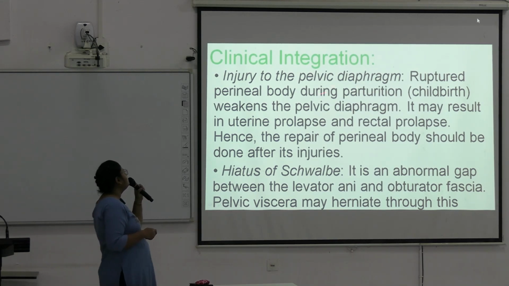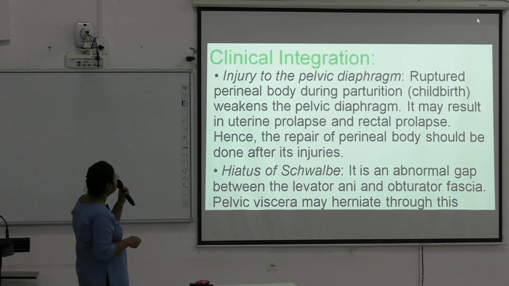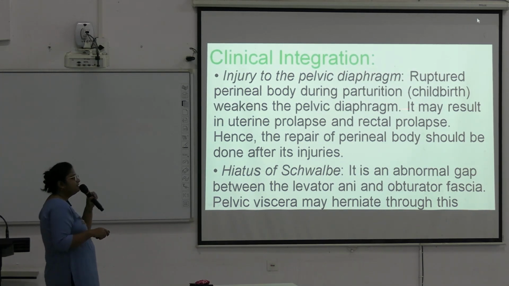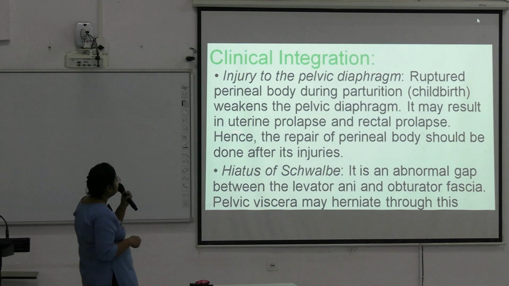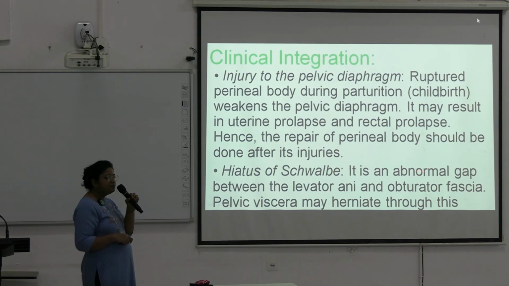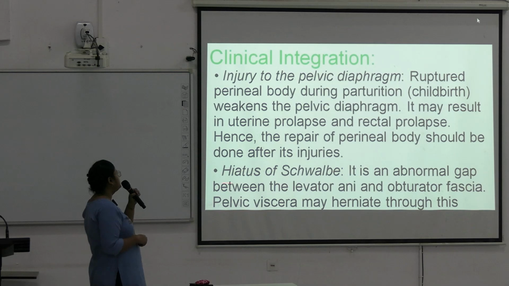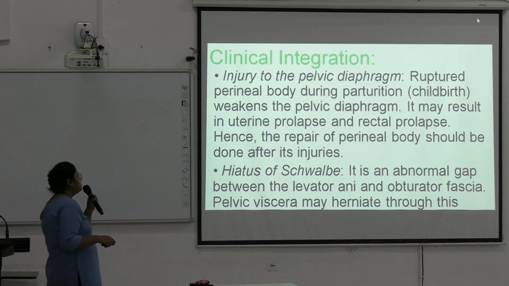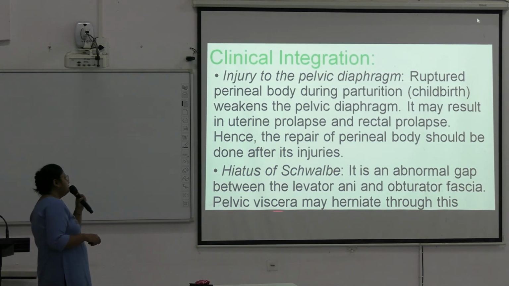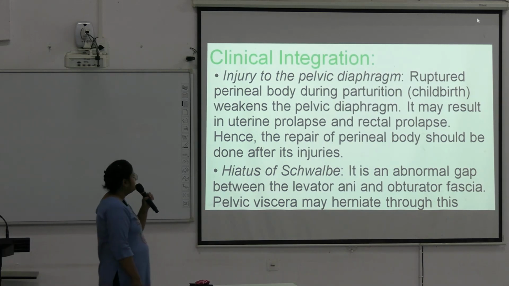So injury to the pelvic diaphragm, a ruptured perineal body during parturition or childbirth, weakens the pelvic diaphragm. It may result in uterine prolapse and rectal prolapse. Hence, the repair of the perineal body should be done after its injuries. Hiatus of Schwalbe is an abnormal gap between the levator ani and the obturator fascia, and pelvic viscera may herniate through this opening.